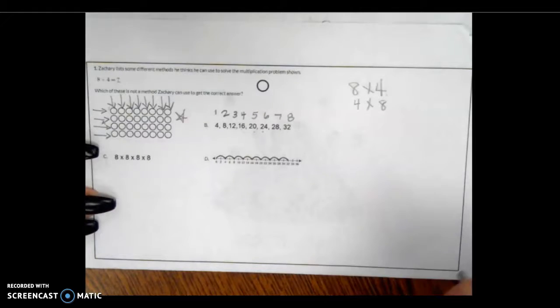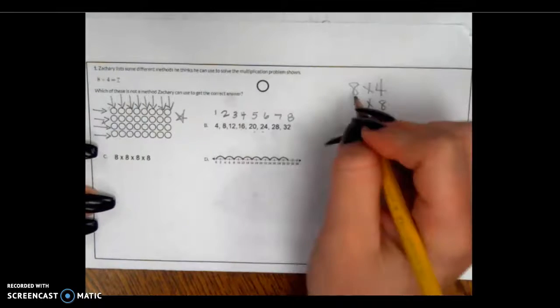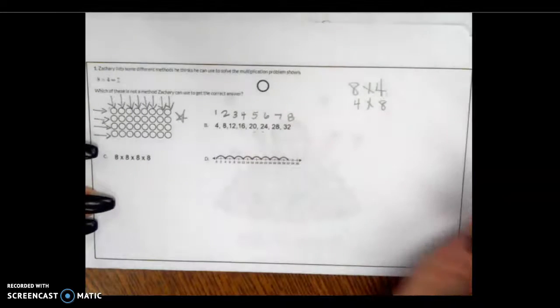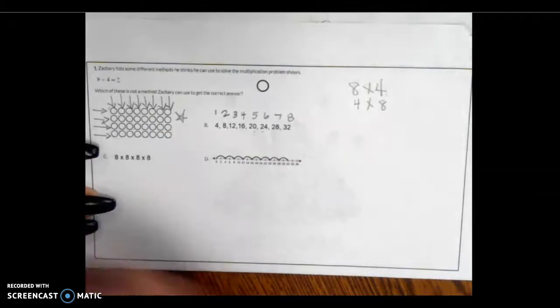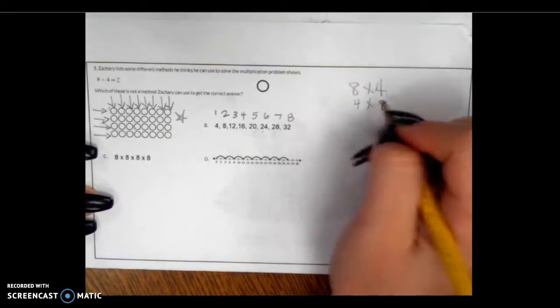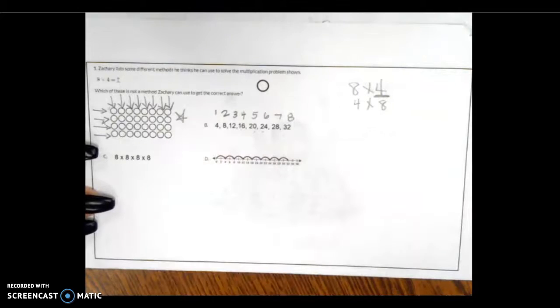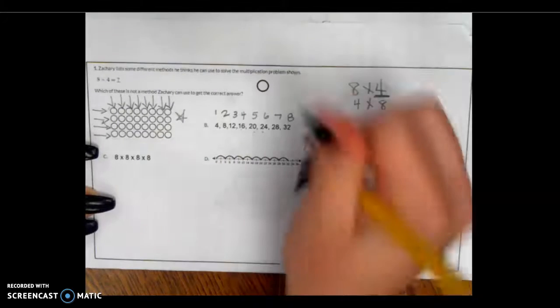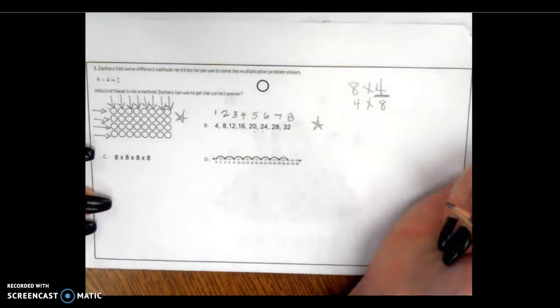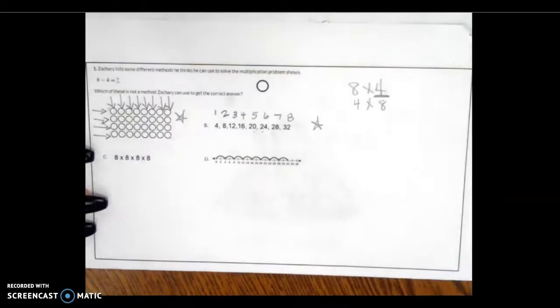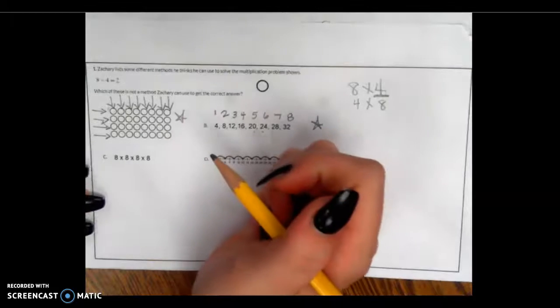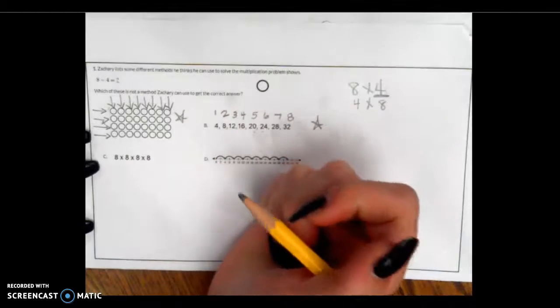So, we know since our equation is 8 times 4, that we would be skip counting 8 times and that we would be skip counting by 4. So could this possibly work? Yes, because it matches our equation, right? Well, we're responsible mathematicians, so we're going to see what letter C says.